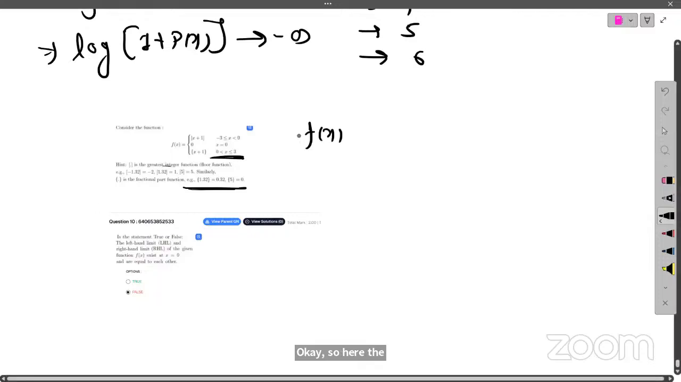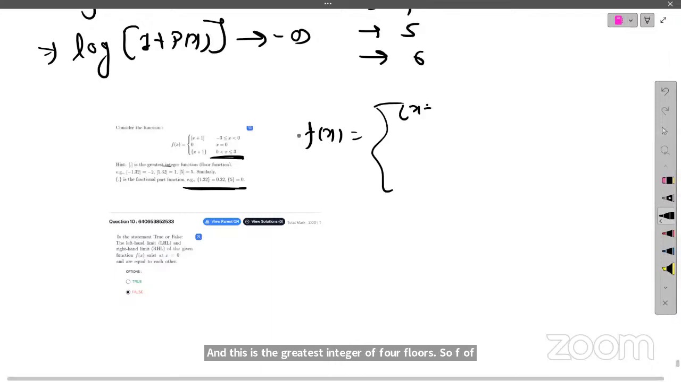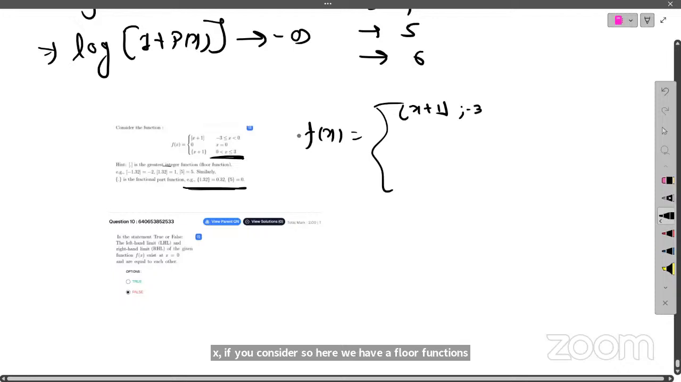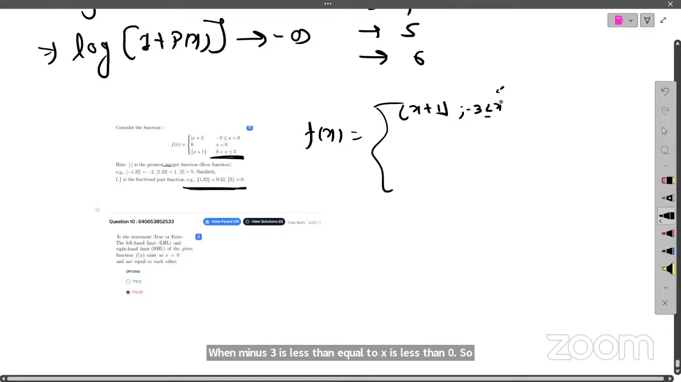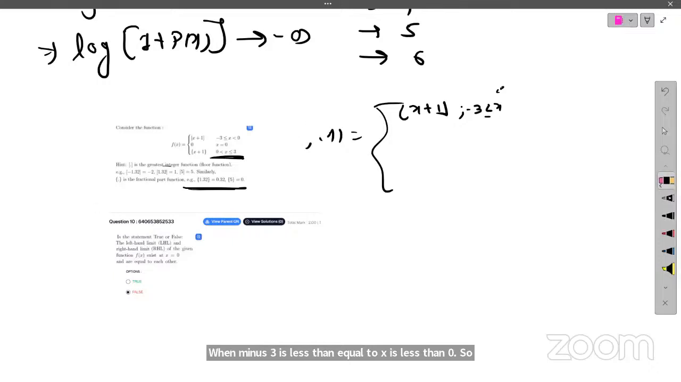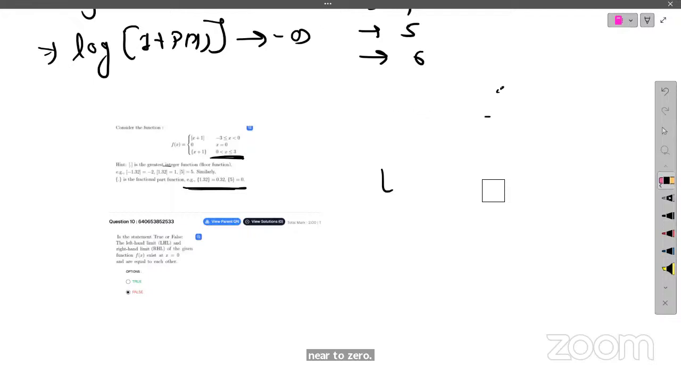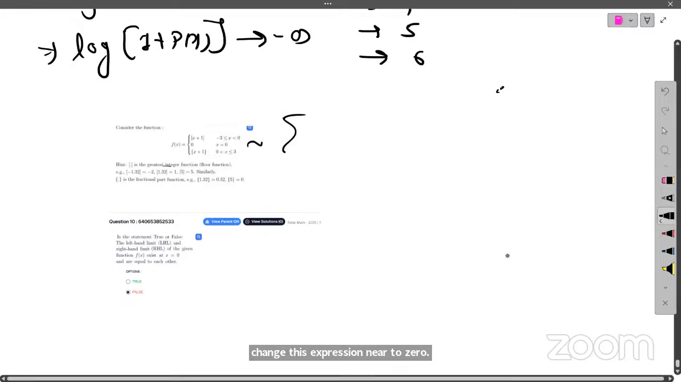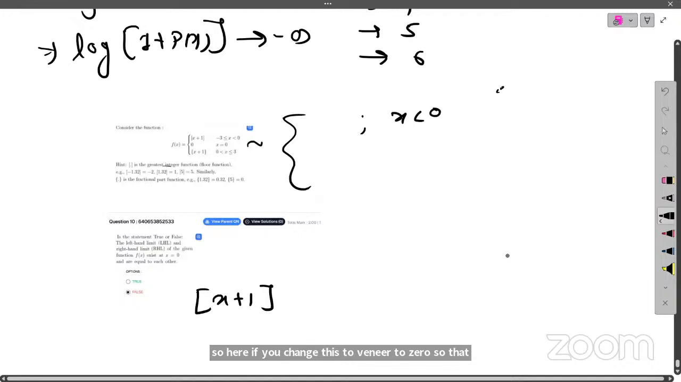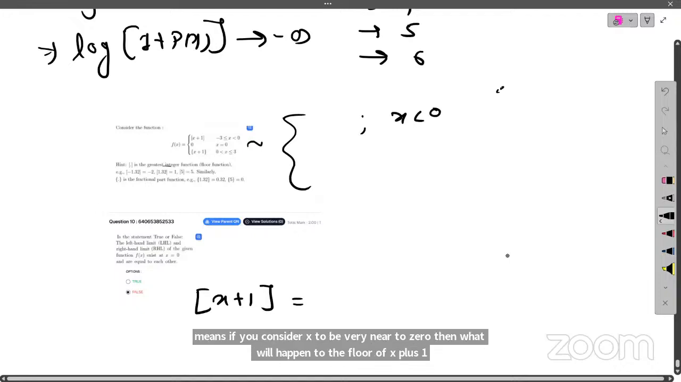So f of x, if you consider, we have a floor function of x plus 1 when minus 3 is less than or equal to x which is less than 0. What you have to do is consider the floor function near 0, right? So you have to change this expression near 0. If you consider x to be very near 0, then what will happen to the floor of x plus 1? The floor of x plus 1 means the greatest integer less than or equal to it.